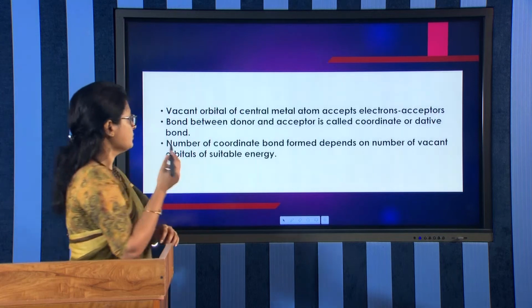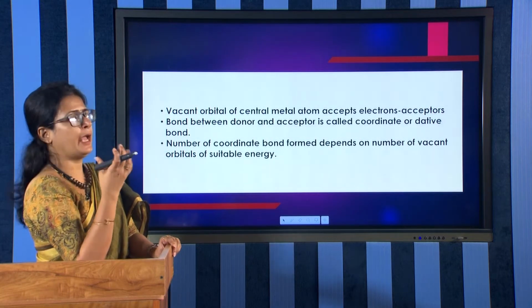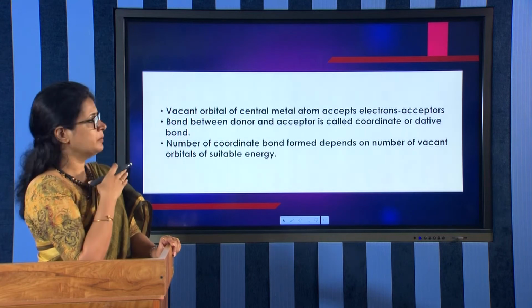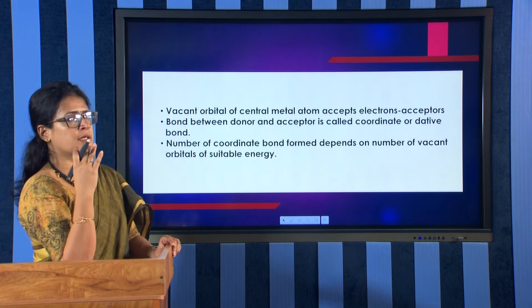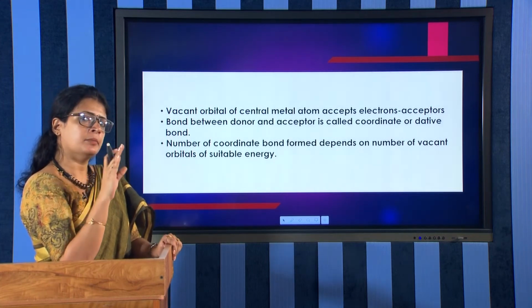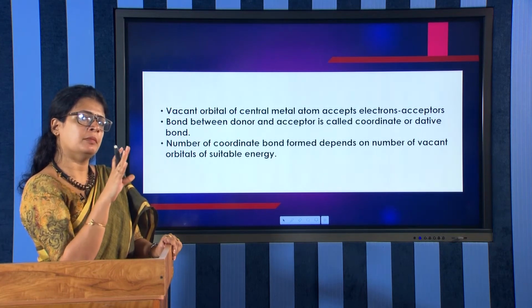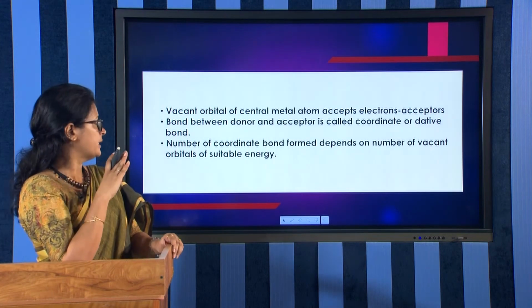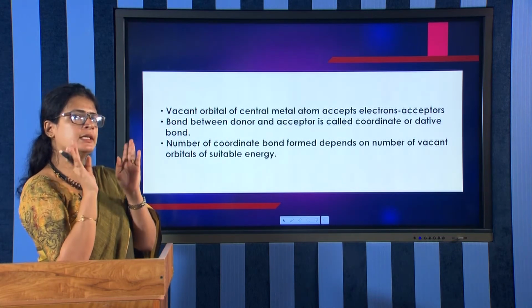And now, this vacant orbital of the central metal atom, when it accepts the electrons, they are termed as acceptors. And the bond between a donor and acceptor, we are explaining the bond between the central metal atom and the ligand. So, the bond formation between metal and the ligands is what Sidgwick is considering here.